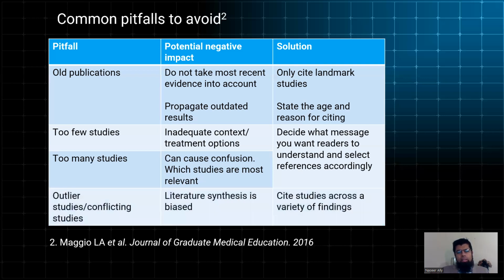Regarding outlier studies or studies that have conflicting results, if you only focus on outlier studies that may show either miraculous results or results that are not necessarily showing any efficacy, your literature review then becomes biased. So whenever you find studies that have conflicting results, cite both and try to understand why they had different outcomes and try and provide reasons for that.